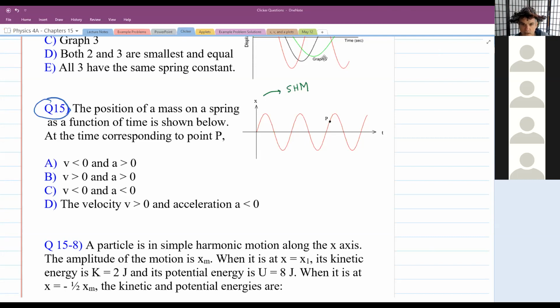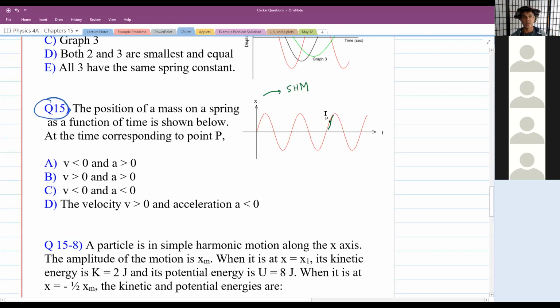Share the results. All right, we've got 76% of you say D, 24% say B. Well, everyone got that the velocity is positive. So if you're given a plot of position versus time, you know the slope of position versus time is velocity. At point P, the slope is positive, so I know that my velocity is positive.